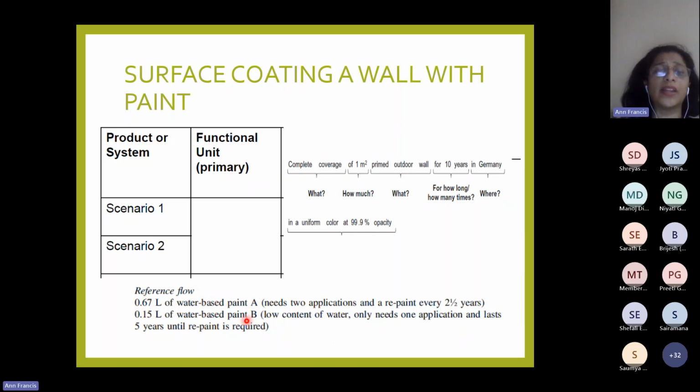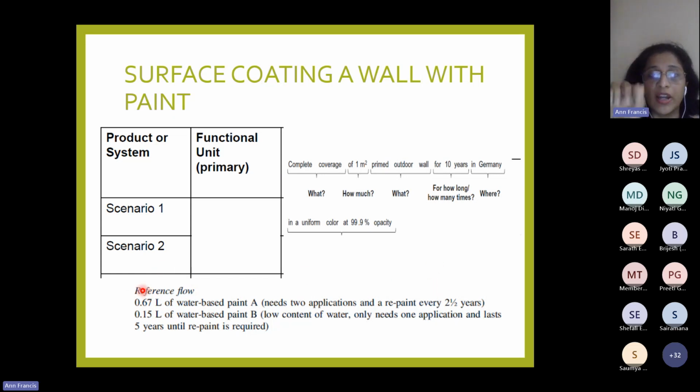So I'm comparing two paints. The quantity required for this particular functional unit is different for both the paints. So the duration is again different. You need to repaint it every 2.5 years. Here you need to repaint it every 5 years. Maybe we might end up that 0.67 liters might be less impacting if we were not considering all these aspects.